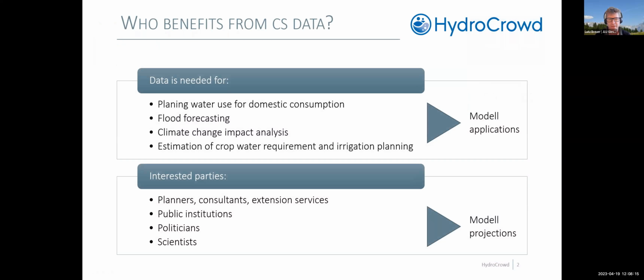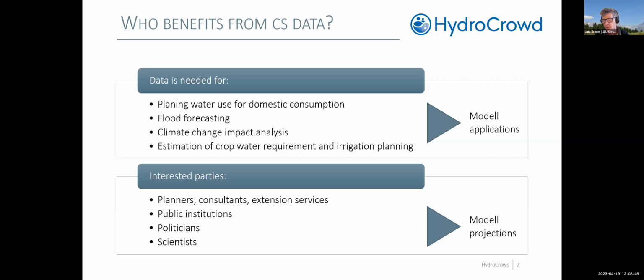The reason for that is that, as in many other countries, the decision makers need data for water use, for domestic consumption, for flood forecasting, for climate change impact analysis, as well as for agricultural purposes such as irrigation or crop water requirement. For all of these things, you need data that you finally feed into models to be able to make projections, run scenarios, and develop ideas for management.